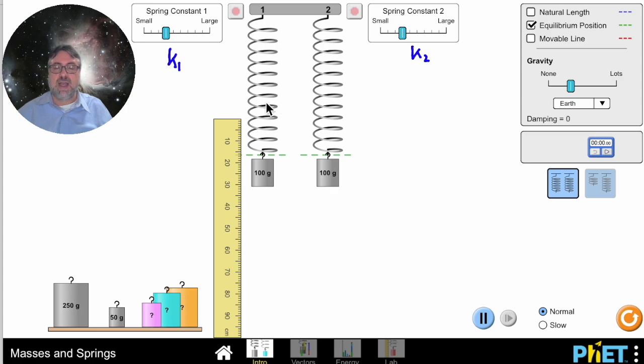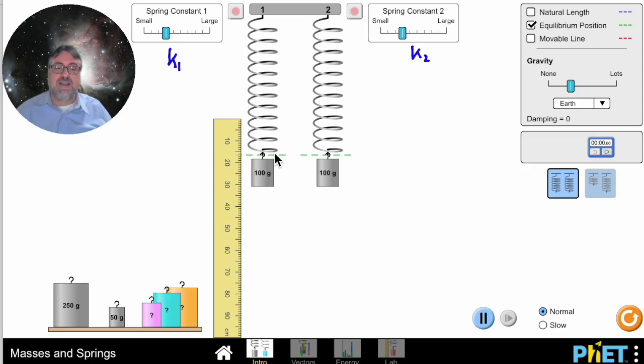And I have two ideal springs, that is, no energy lost to friction. They're starting with the same spring constant, that is the same stiffness constant. K1 and K2 are equal. There's nothing magic about K. It's just a measure of how difficult it is to stretch the spring. It has to be measured. It can't be calculated from any sort of first principles.